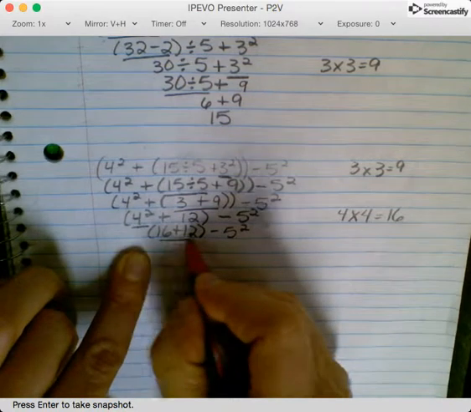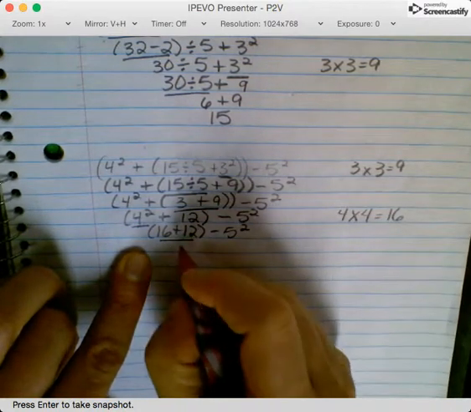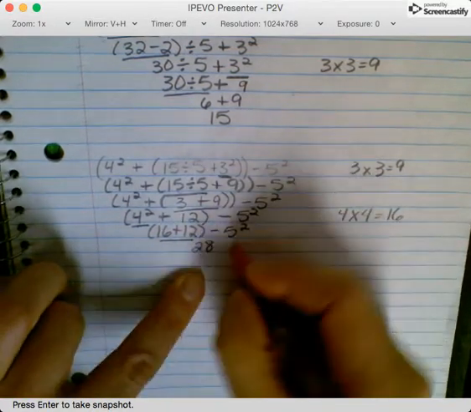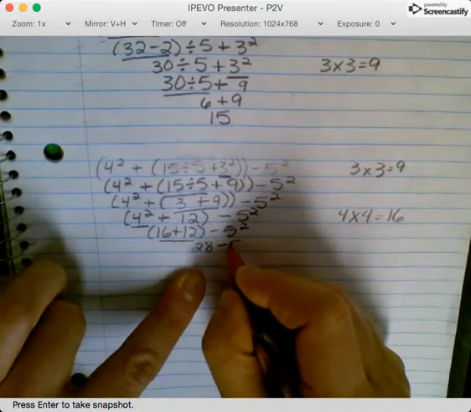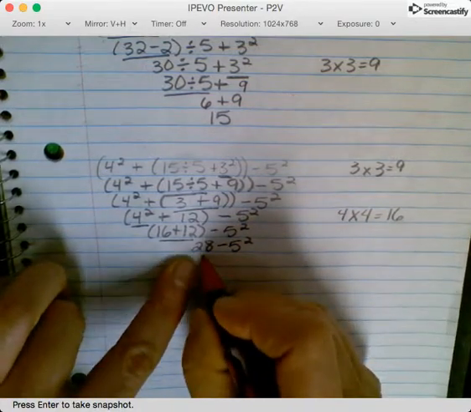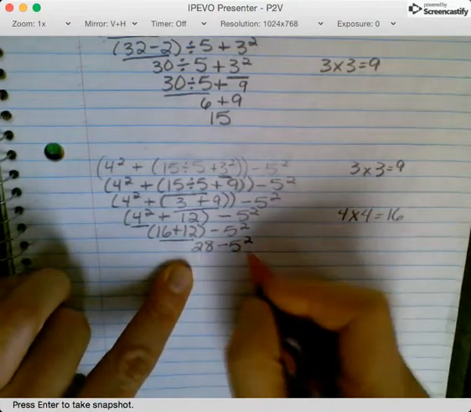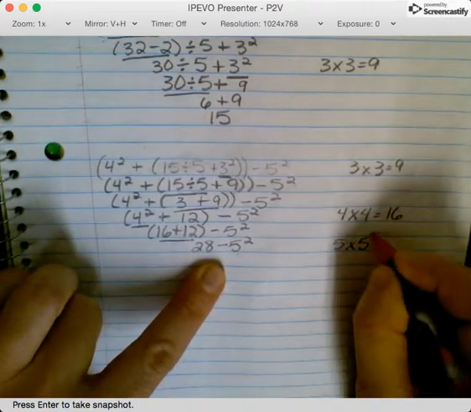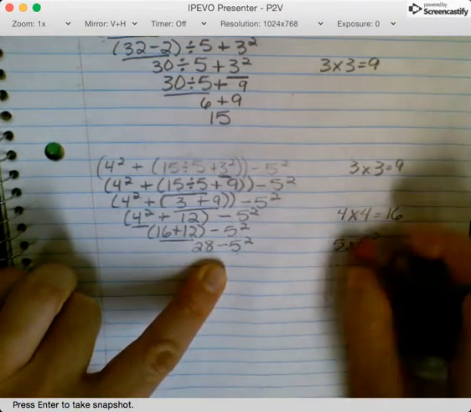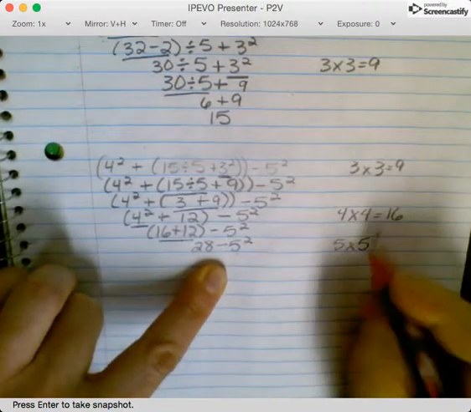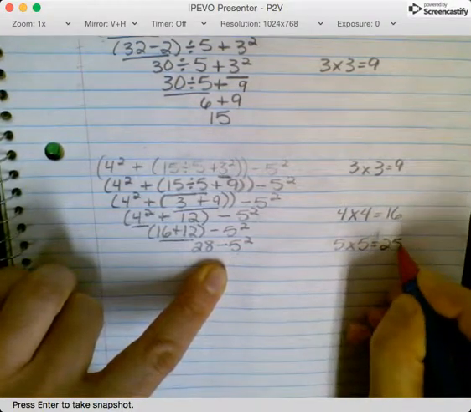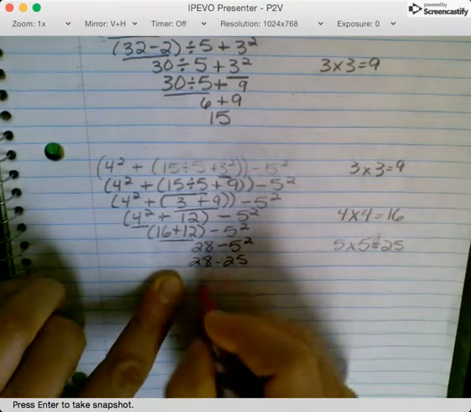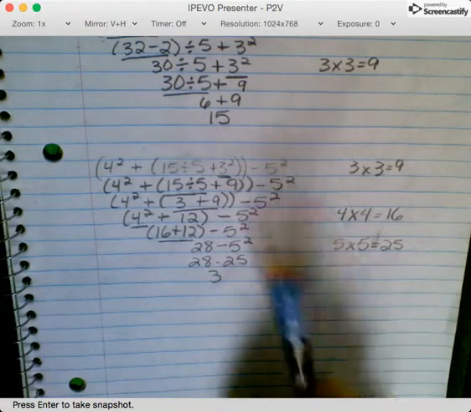Next, I have the last thing inside of parentheses. 16 plus 12 is 28. So I'm done with the parentheses. And now I have 28 minus 5 squared. I do my 5 squared next because that's exponents, so they come before subtraction. And 5 times 5 is 25. So I have 28 minus 25, and that is 3.